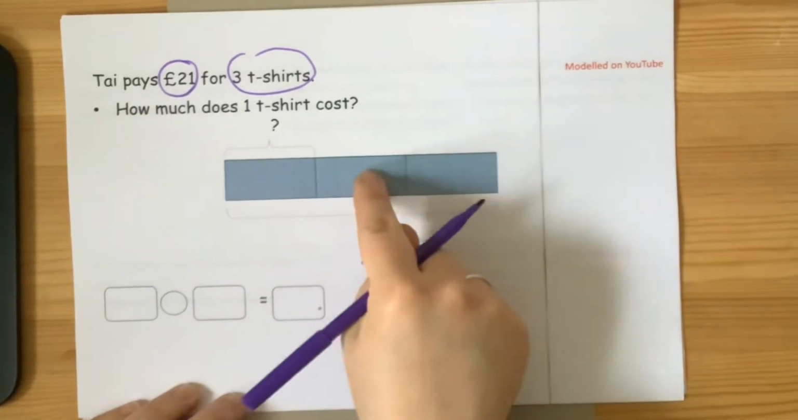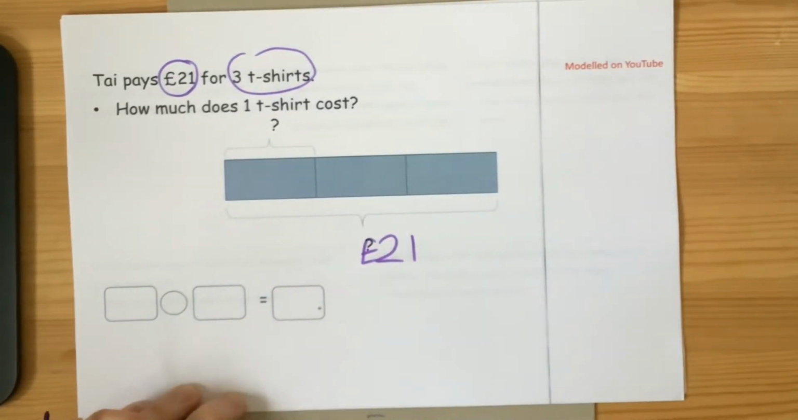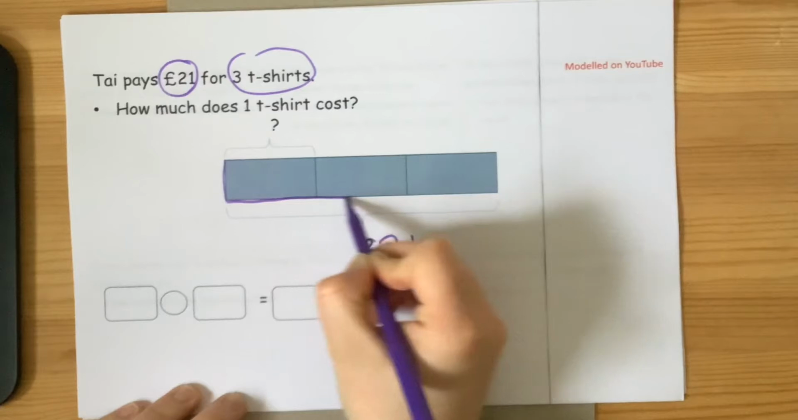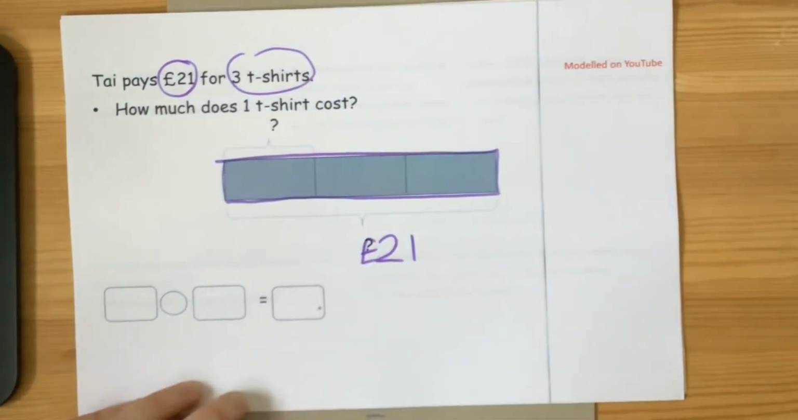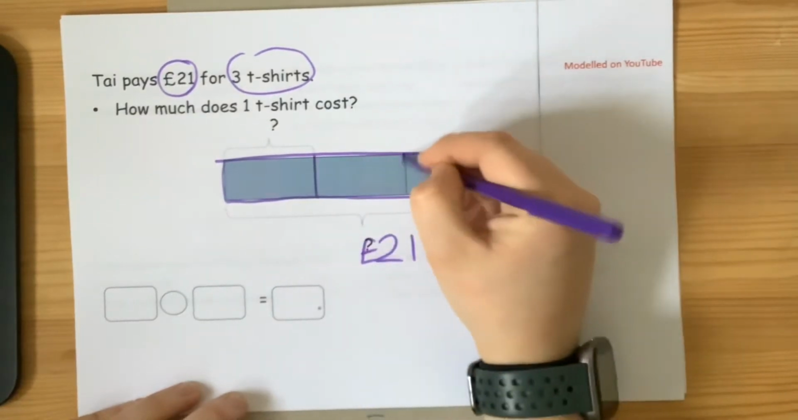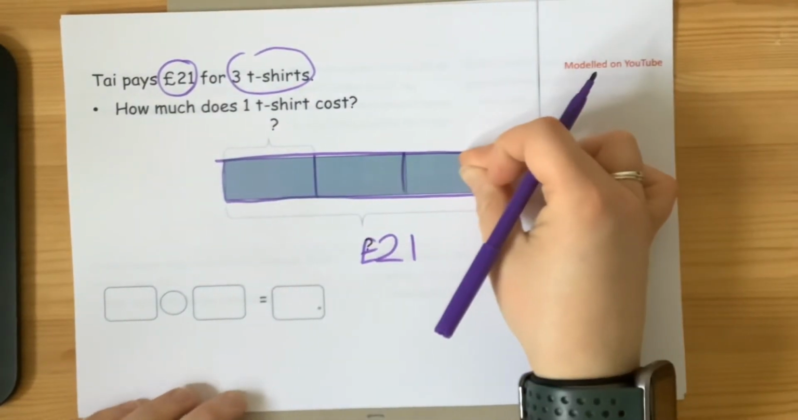Then how much was each t-shirt? Now, I don't know yet. But look, I've got 3 parts. And I've got 3 parts because I've got 3 t-shirts that I'm sharing the money between. So 1 t-shirt, 2 t-shirts, 3 t-shirts.